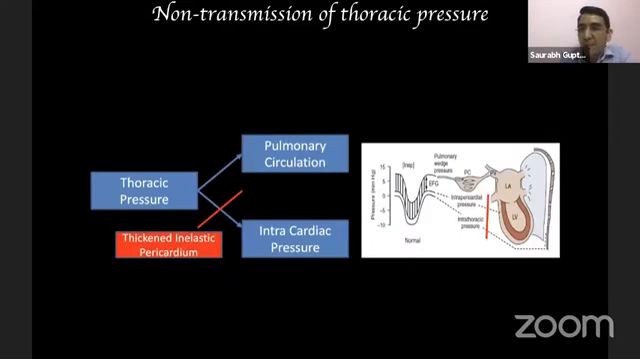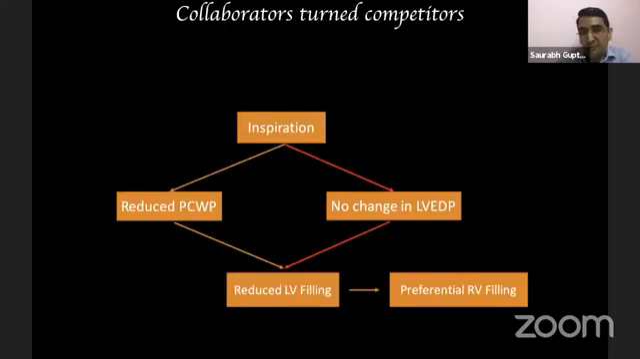Now, what other thing happens during pericardial constriction is that this thickened pericardium doesn't allow the transmission of thoracic pressure onto intracardiac chambers. So during inspiration, when the thoracic pressure is negative, normally intracardiac pressure also goes negative, and that facilitates filling. But in pericardial constriction, that doesn't happen, and we will see changes because of this. So there is discordance between changes in the thoracic pressure and intracardiac pressure.